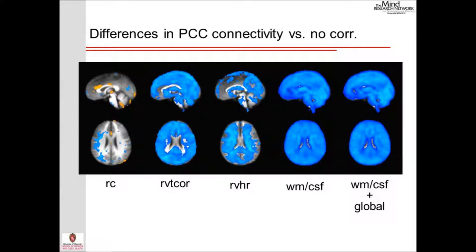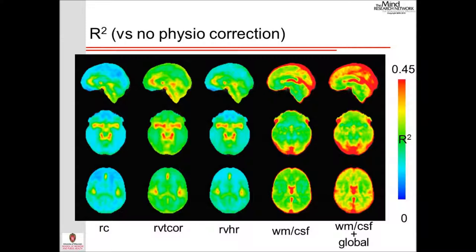The other thing we could look at is not just how much they affect the connectivity map, in this case from a posterior cingulate seed, but also where they are accounting for variance. So this again is versus doing no correction whatsoever: the RETROICOR, RVT, and the different corrections that I described before. What's interesting to note here, and I should clarify that the respiration volume corrections and the heart rate corrections here do incorporate RETROICOR as well.